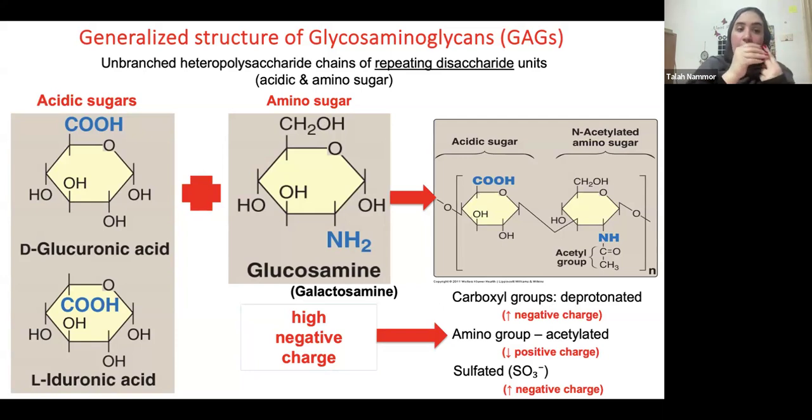Another thing, an amino group is going to be acetylated, and this acetylation is going to cause the charge to become less positive. So the carboxyl group, what will happen?